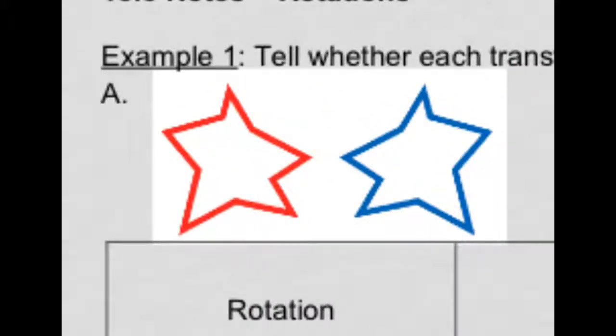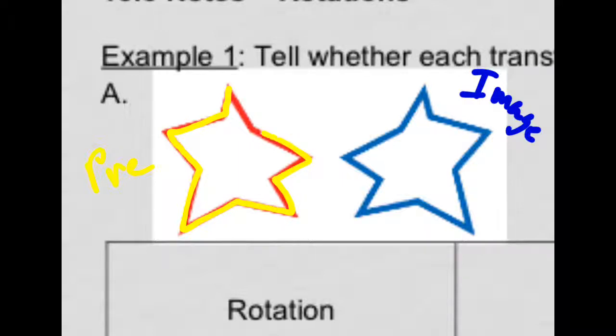Alright, so we've got our pre-image, which is our red image right here. Remember, the pre-image is the one we start with. And then we've got the image, which is our blue image. And first, let's start off by just tracing. You can do this with your patty paper. Start off by tracing the star, and see if it's a rotation.